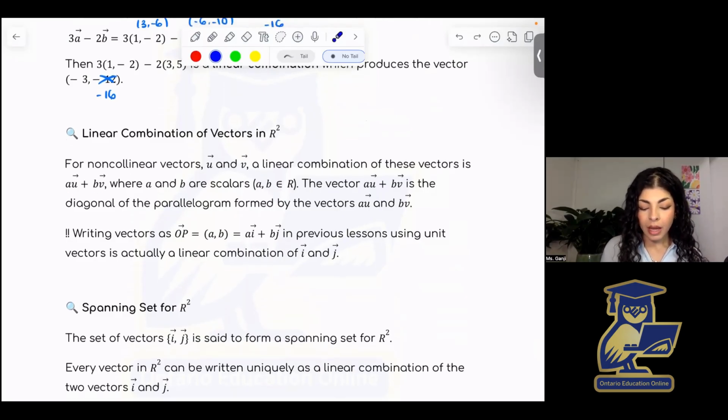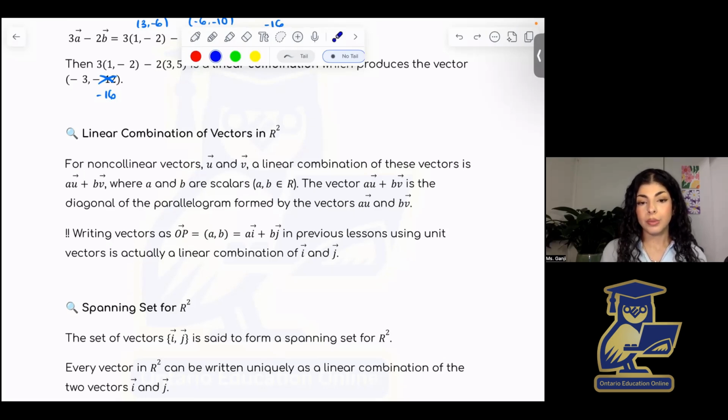And from last time, when we wrote any position vector AB as a combination of the unit vectors i and j, this was really a linear combination of vectors i and j. So we've already been seeing this, but now we're just giving it a formal definition.